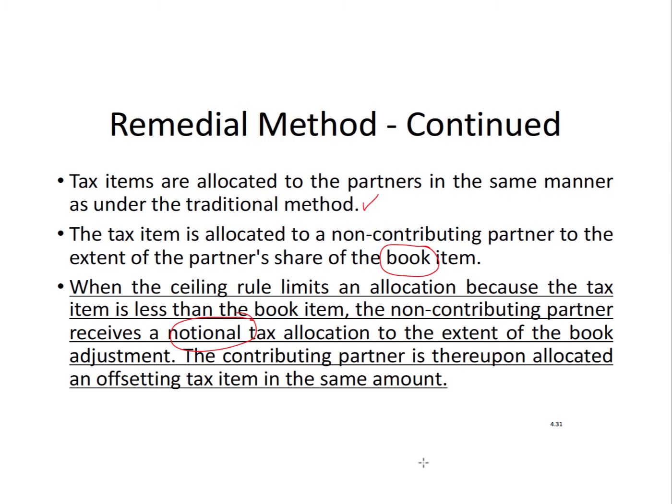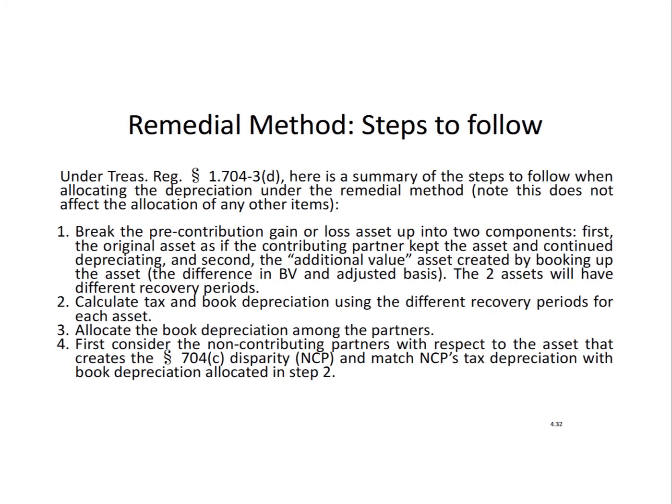Okay, so the contributing partner is thereupon allocated an offsetting tax item in the same amount. So it's fictitious. And it is the same character as well. Same amount and same character. So this method is preferable over the traditional method of curative allocations because what if you don't have an item of the same character? This one creates it fictitiously for the other partner.